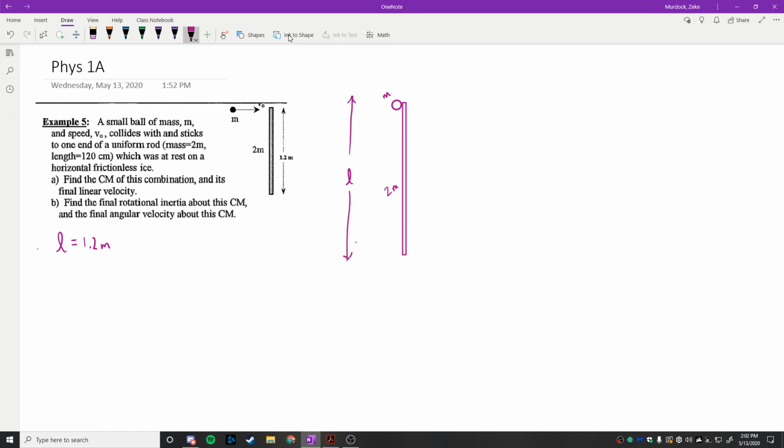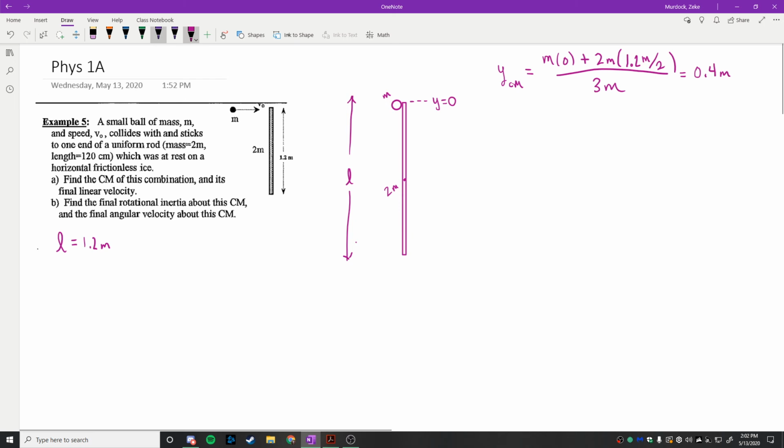The first thing we want to do is to find the center of mass of the combination. I think what we did last time was, we just said, let's call this point right here y equal to 0. And if we do that, we can define the y center of mass for our system as being equal to this little mass times its coordinate, which is 0, plus 2m, multiplied by the coordinate of the center of mass of just the rod, which would be the center of it, L over 2 in this case. So that's 1.2 meters divided by 2. You divide all of that by the total mass, which is 3m. And I think here we got 0.4?